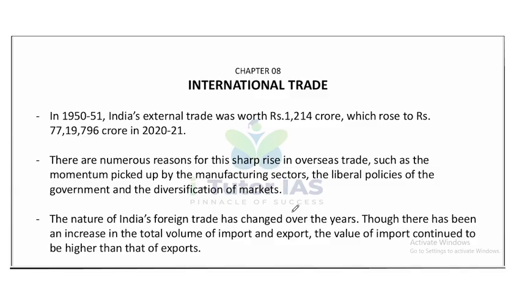Let's start. In 1950-1951, India's external trade was worth rupees 1240 crore, but now it has risen to rupees 77,19,796 crore in 2020-2021. There are numerous reasons for this sharp rise in overseas trade, such as the momentum picked up by the manufacturing sectors, the liberal policies of the government, and the diversification of markets.